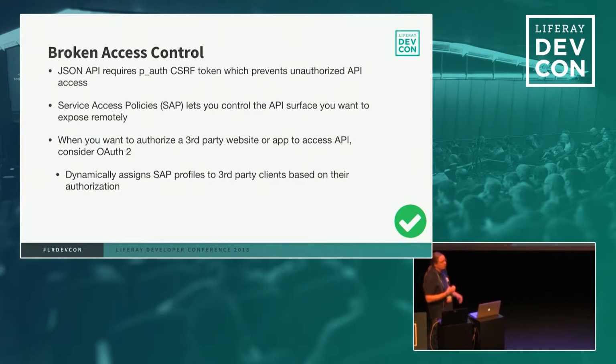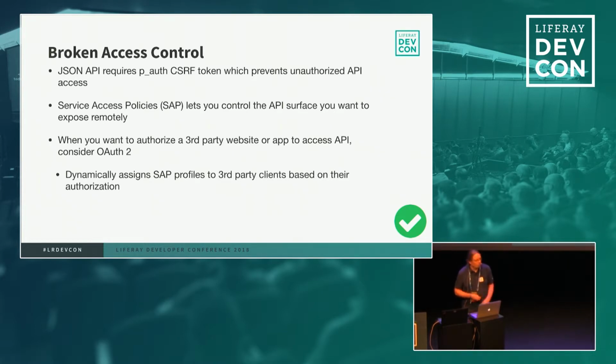But if you want to talk about JSON API and unauthorized access to API, then in Liferay we have a cross-site request forgery token that prevents arbitrary clients out there from calling the API. You need to have a relationship with Liferay first. So that's enabled by default. Also, you can limit the API surface that you're exposing remotely by using service access policies. And essentially, you list the method signatures, like remote service signatures, that you want to expose.